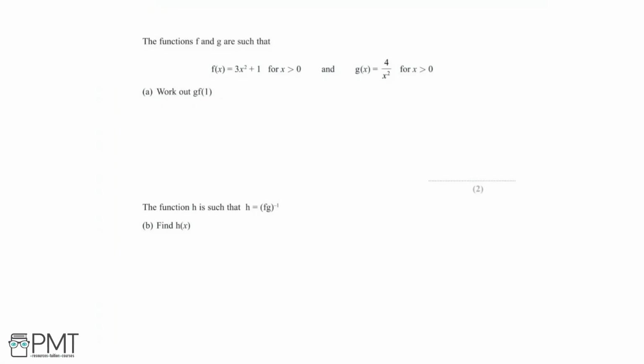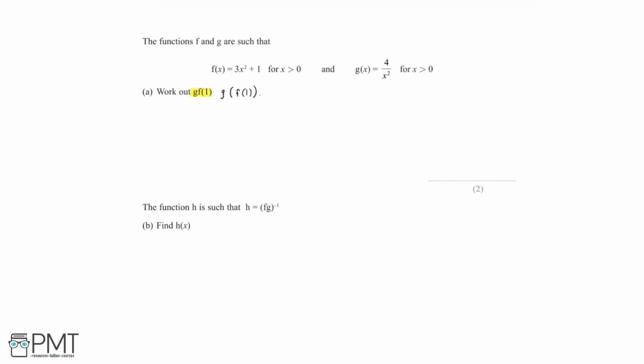In this question, we're given 2 functions f and g. We're told that f of x is equal to 3x squared plus 1 for all values of x greater than 0, and we're told that g of x is equal to 4 over x squared, and again for all values of x greater than 0. In part A, we need to work out gf(1). Now let's consider what this means. gf(1) is the same as g of f of 1. We can write this in a slightly different way. gf(1) can be written as g of f of 1, like we said.